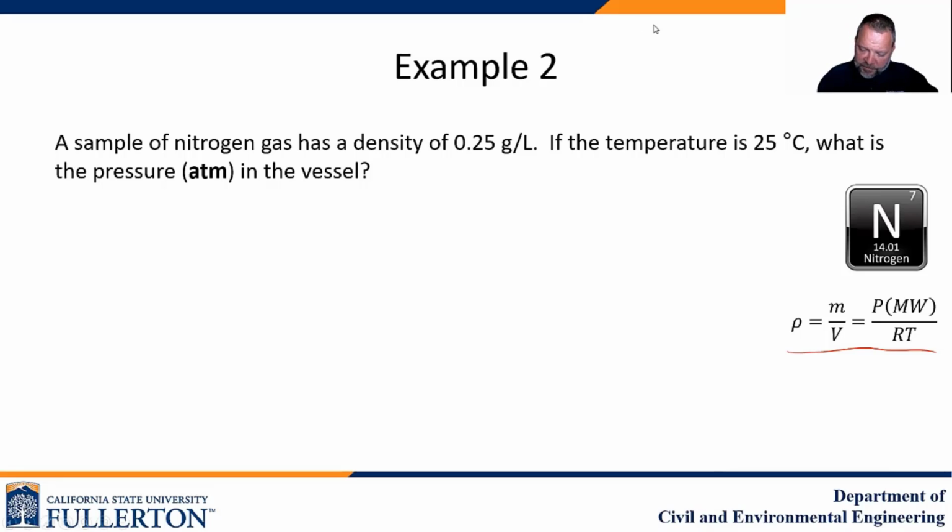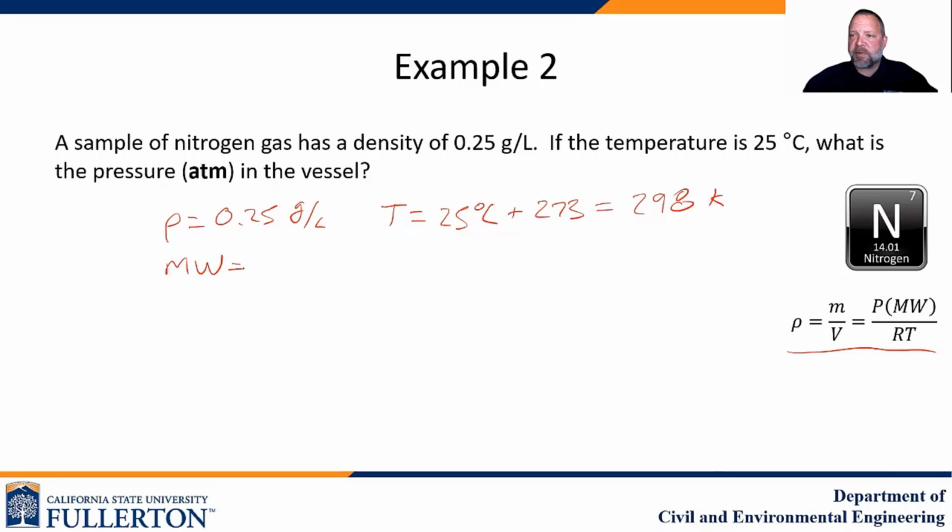Okay, so we have 0.25 grams per liter. That's our density. Easy enough. That is the unit that we will use. Temperature: we do not want to use 25 degrees Celsius because we're talking about gases. And so it's going to be 25 plus 273 equals 298 Kelvin. Okay. And we need our molecular weight.